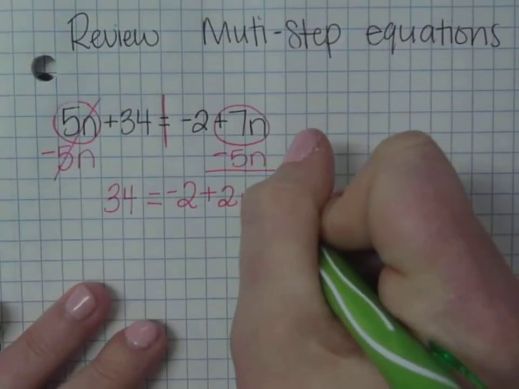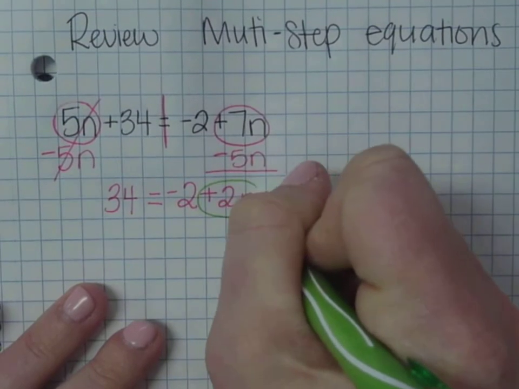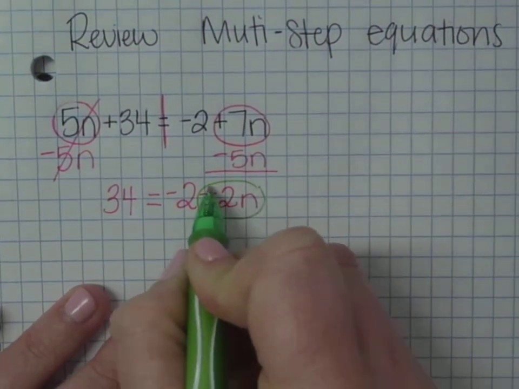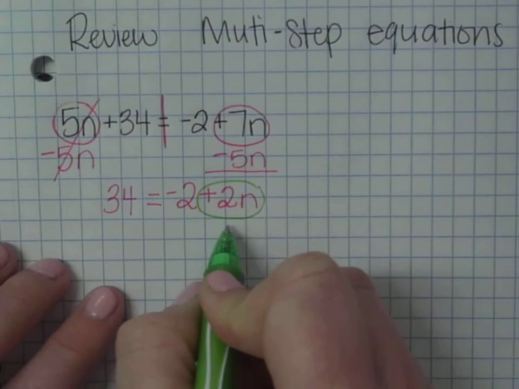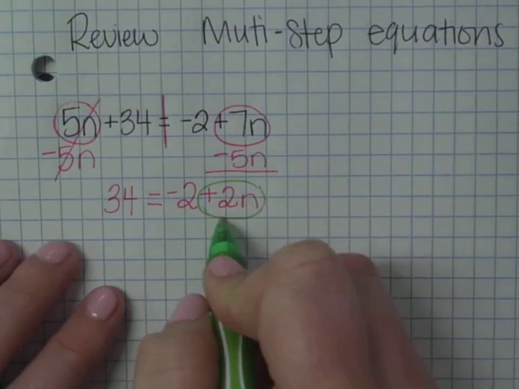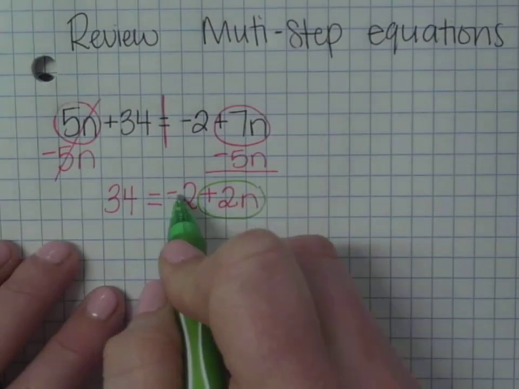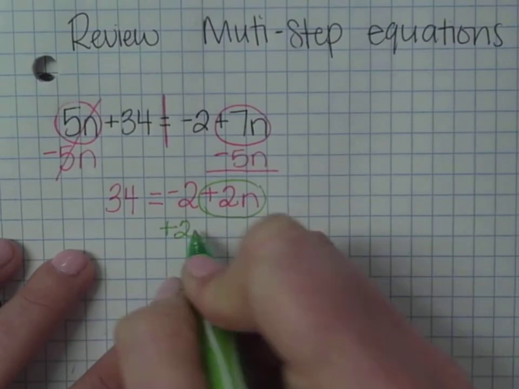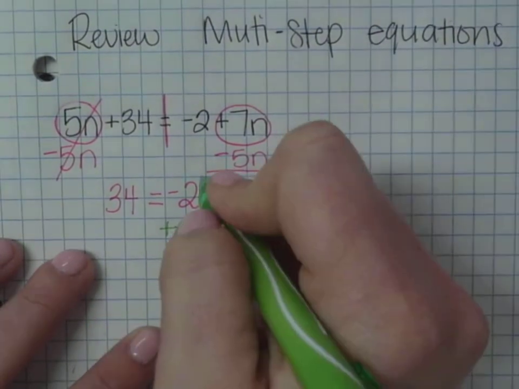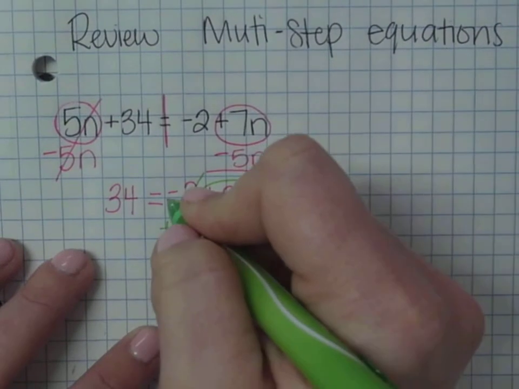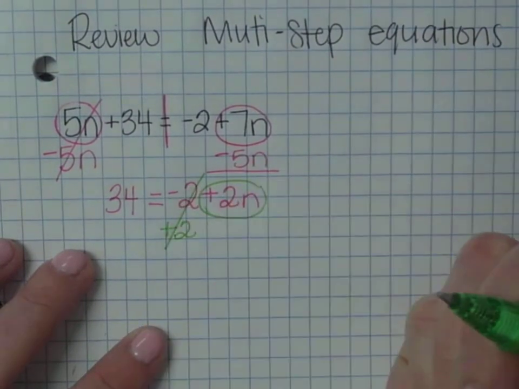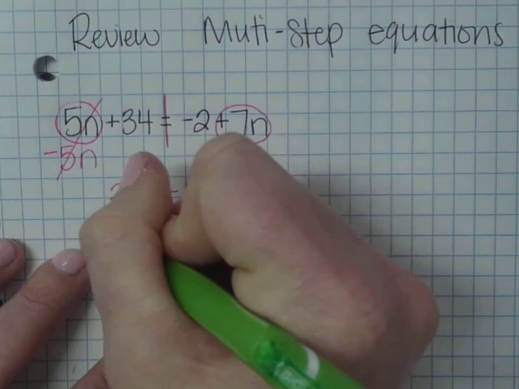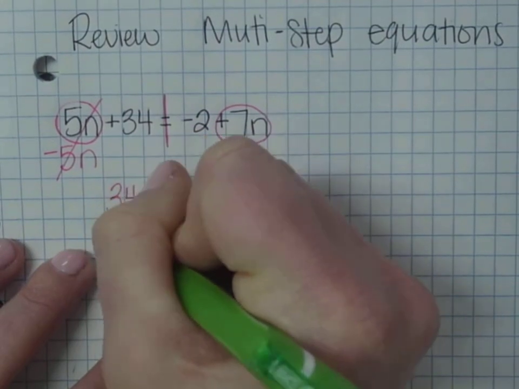Now again, I'm still trying to solve for the variable, so I need to get this by itself. Now that there's only one variable, what's the opposite of a -2? What would cancel would be a positive 2. -2 plus 2, if I owe you 2 and I gave you 2, I don't owe you anymore. And I have to always do it to the other side.